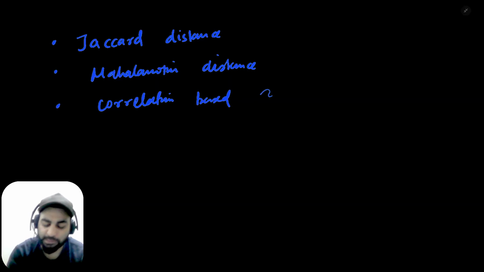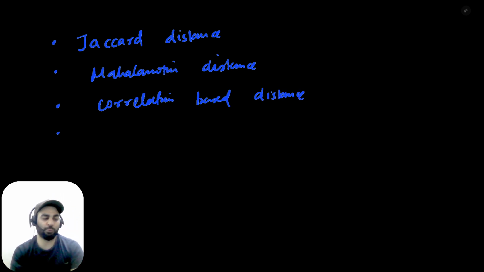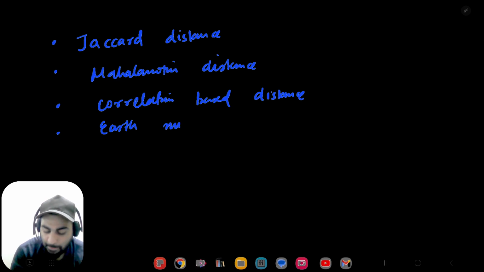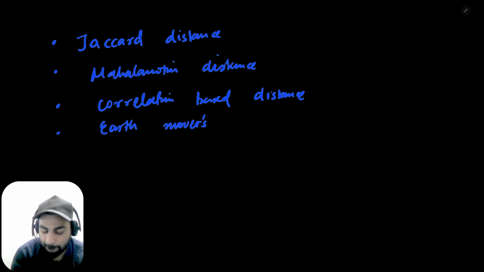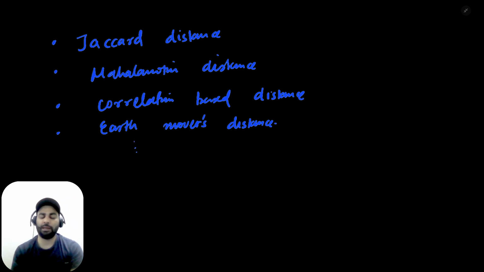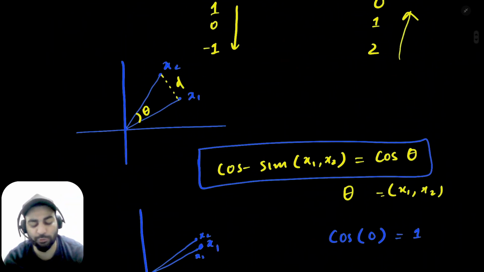Then the famous distance that is used in deep learning is called Earth mover's distance. Okay, and there are a lot of others. I just named a few of them. Now we are done with this. So we are done with at least quantifying how to measure distance.